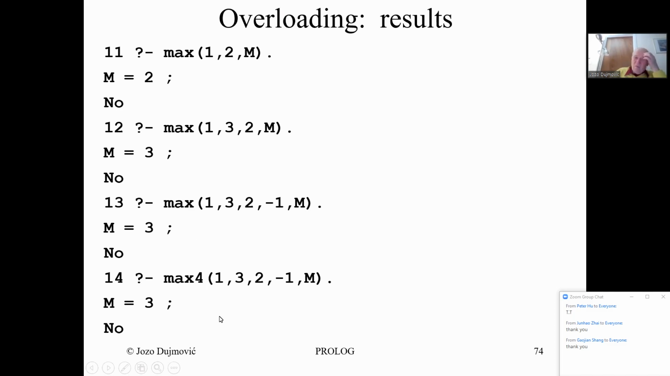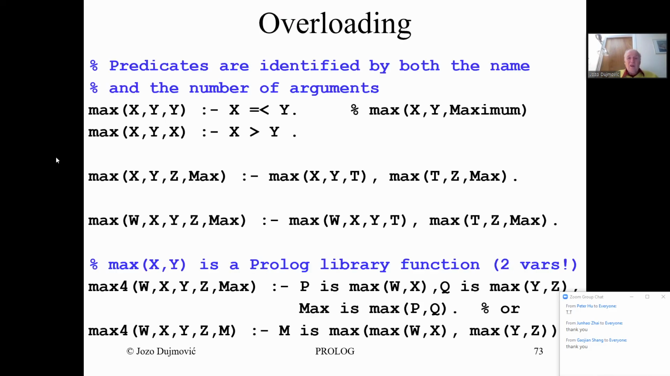If you have max4 of 1, 3, 2, minus 1, what is M? M is 3. So that is what PROLOG is returning after going through this situation that we have here.